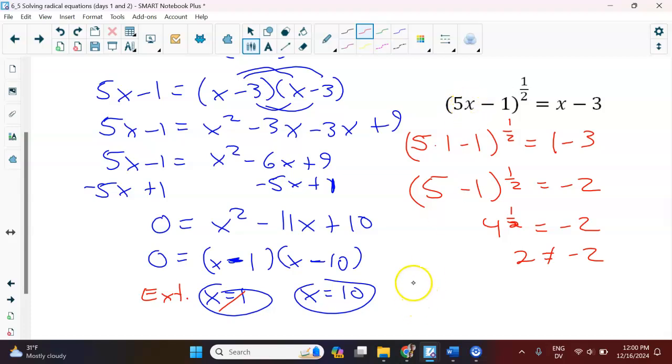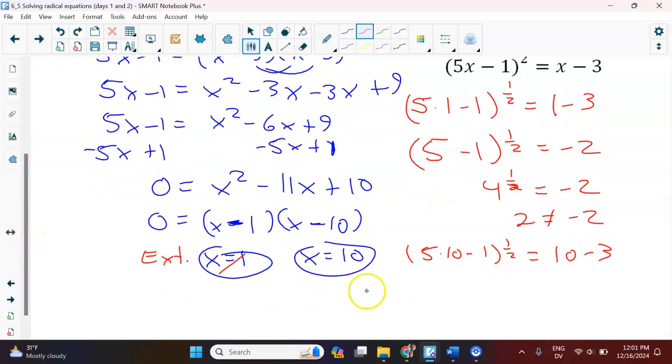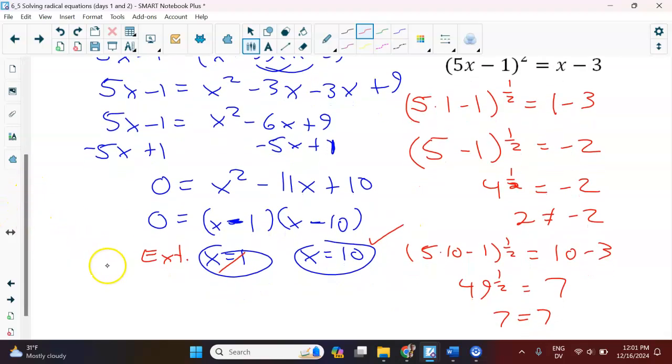Okay, and then if we check 10, I'm going to guess 10 works out here, but let's put it in up here. So we have 5 times 10 minus 1 to the 1/2 power. We want to see if that'll equal 10 minus 3. And we will get, this would be 50 minus 1. So we'll have 49 to the 1/2. And then we'll have 7 on that side and 49 to the 1/2. So that again is like a square root of 49, and that is 7. So we get 7 equals 7. So this one's a good answer. So we have just one answer here of 10. And 1 would be an example of an extraneous solution.